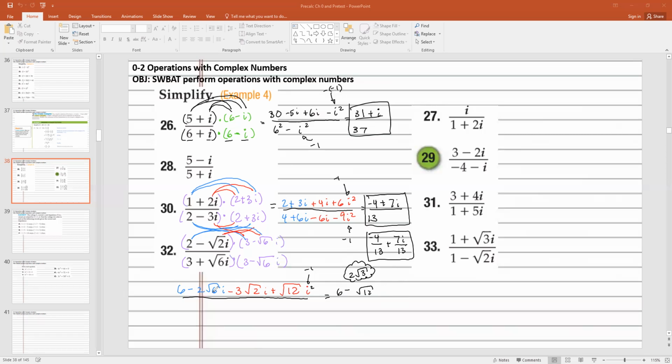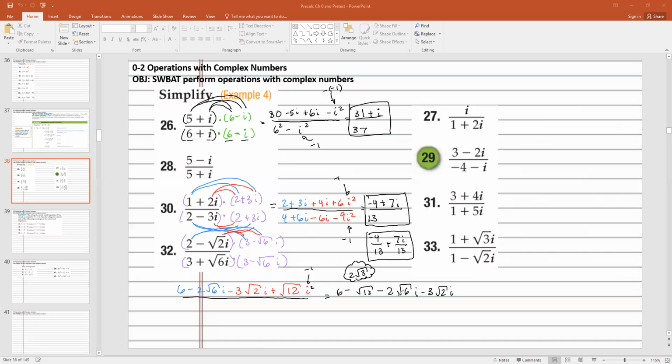And then the i's, we have a square root of 6 and a square root of 2. Because those are different radicals, we cannot combine them. So we just leave it like that. Minus 2 root 6i minus 3 root 2i. It's a lot of i's.